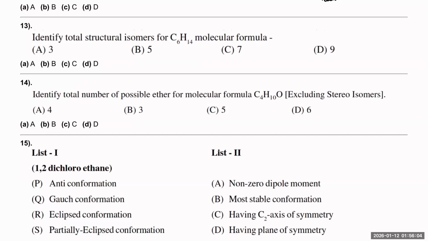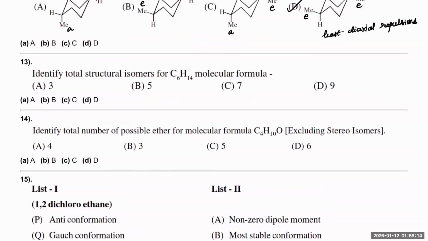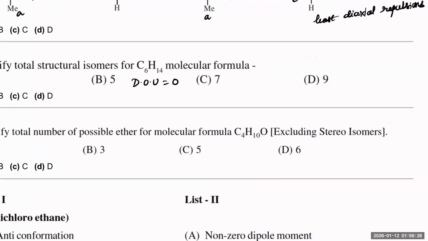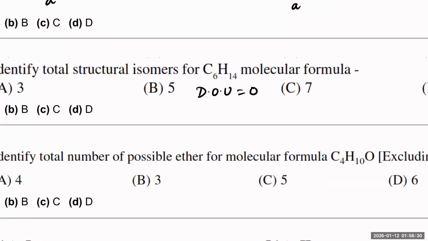Identify the total structural isomers of C6H14 with a molecular formula here. Got it? So, how many can we have? Degree of unsaturation, if you notice, we have C6H14, that is 0, which means you need to keep it in a straight chain only. So let's see, we will put everything in a straight chain form. So 1, 2, 3, 4, 5, 6.